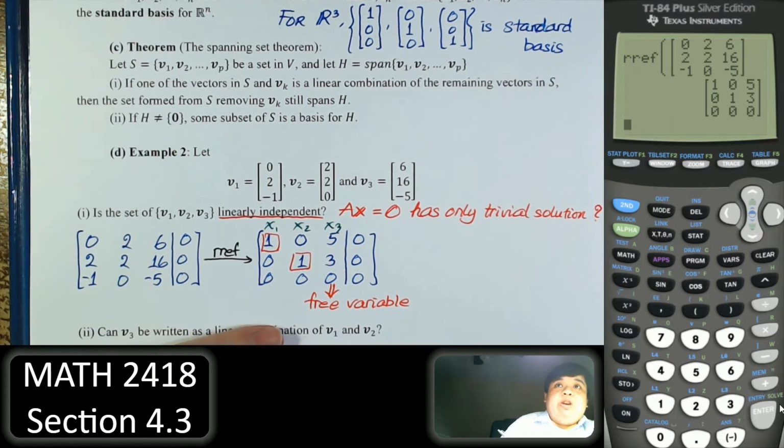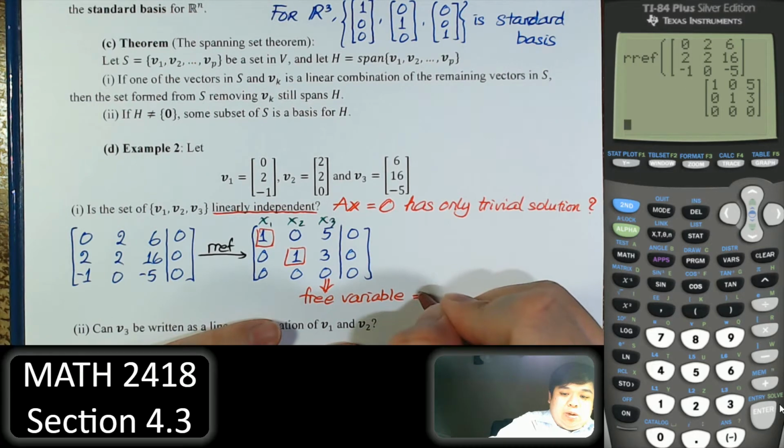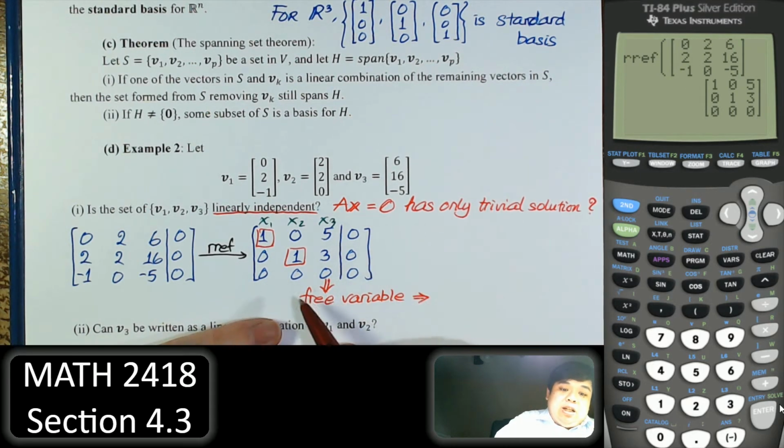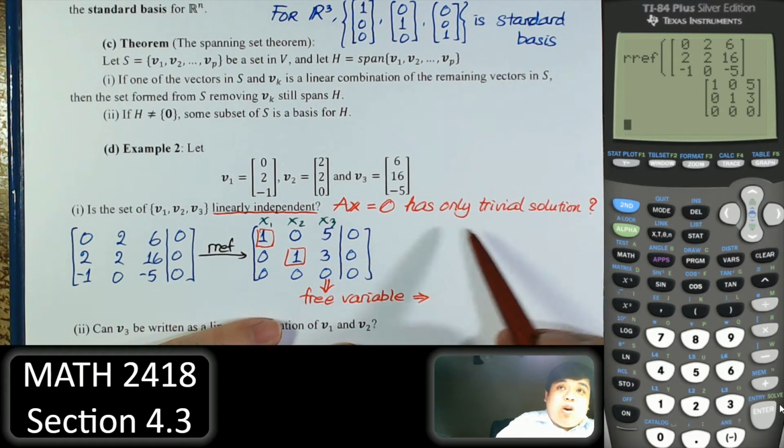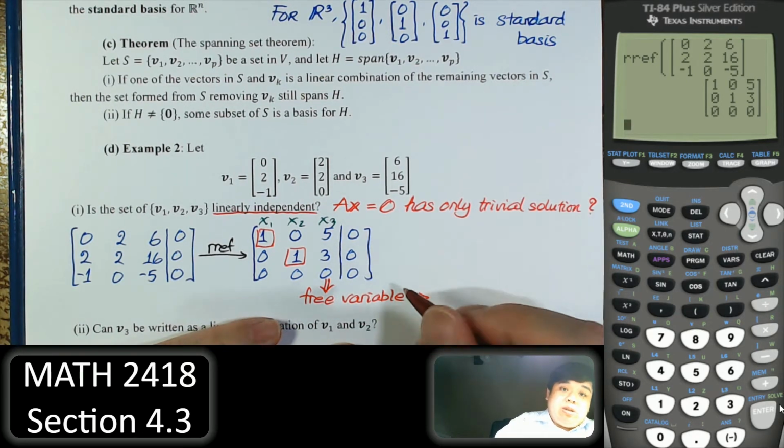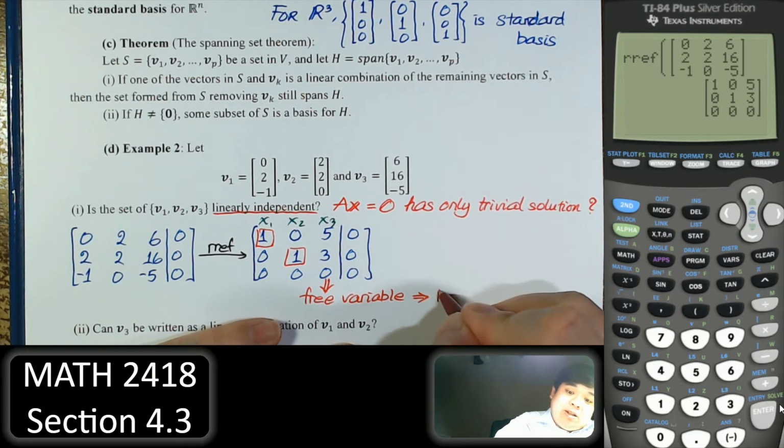So because there's a free variable, that means we have infinitely many solutions. That means we have more than the trivial solution. So this is not linearly independent.